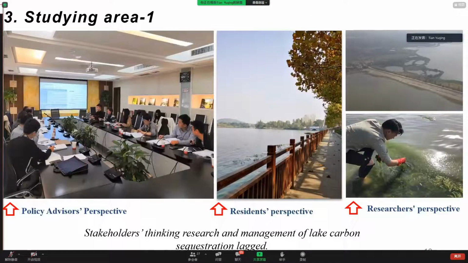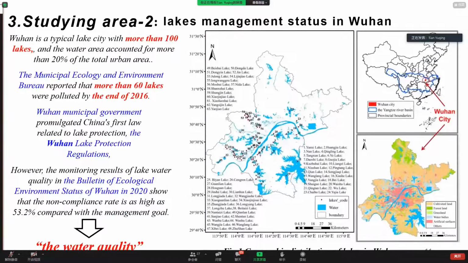Seven years ago, I started majoring in environmental science in Penn. During that time, from the perspectives of different stakeholders, I found that the research and the management of lake carbon sequestration lag behind. Wuhan is a typical lake city. However, the main focus of lake management has always been water quality. The lack of management frameworks and strategies to enhance lake carbon sequestration capacity with water quality improvement is similar in many countries. Our study could also provide essential references for lake management in other regions of China and even other countries worldwide.